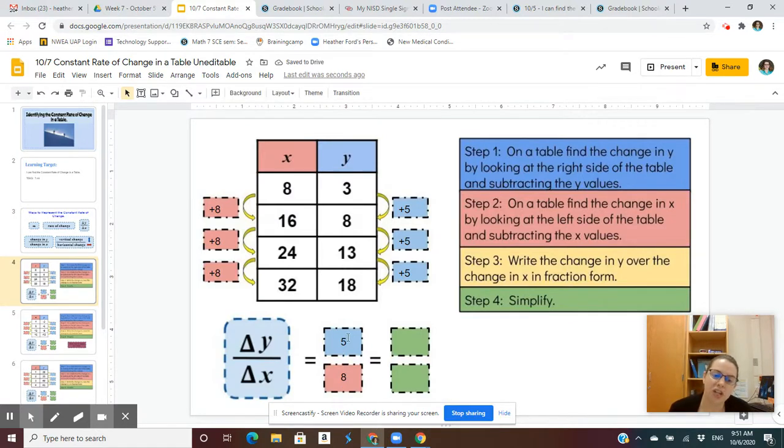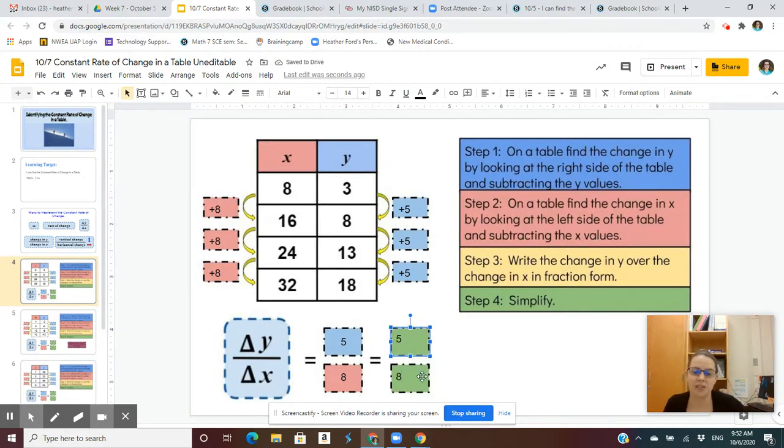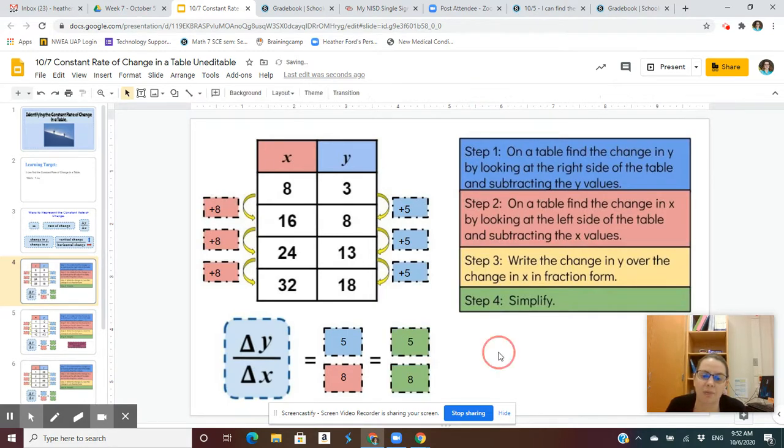Okay, so currently our change in y is 5 and our change in x is 8. And if we look to see if we can simplify it, because that would be step 4, is to simplify. And since 5 is a prime number and 5 is not a factor of 8, we know that our answer is already in simplest form. So our answer is 5/8. All right, and I'm going to go ahead and center that and circle it so that we are good to go. All right, so our constant rate of change is 5/8.